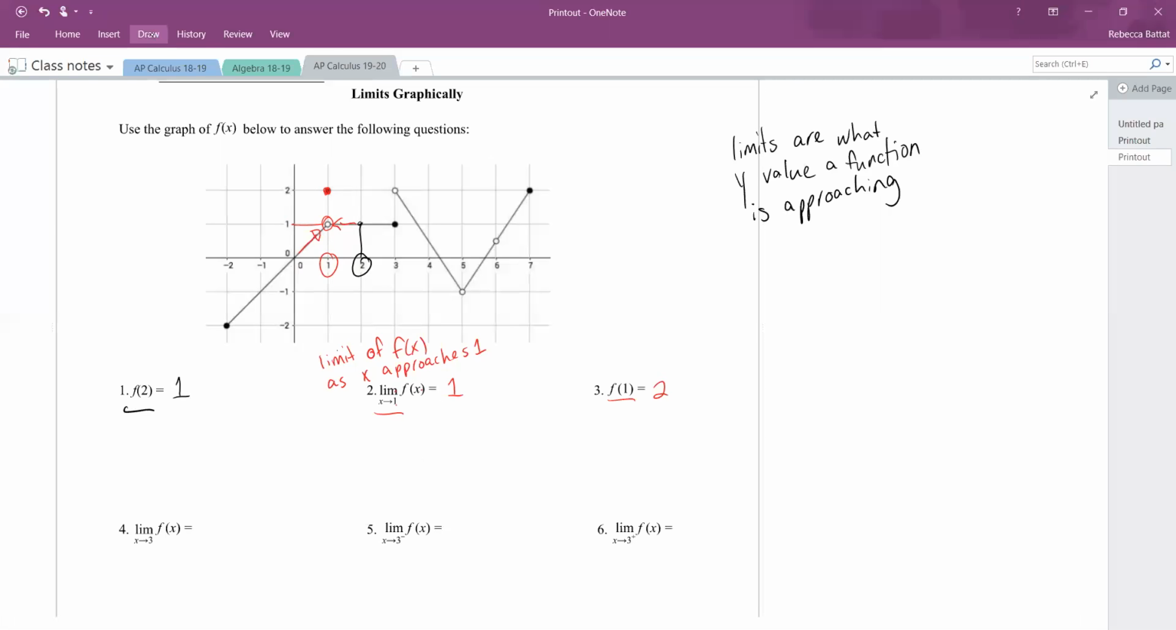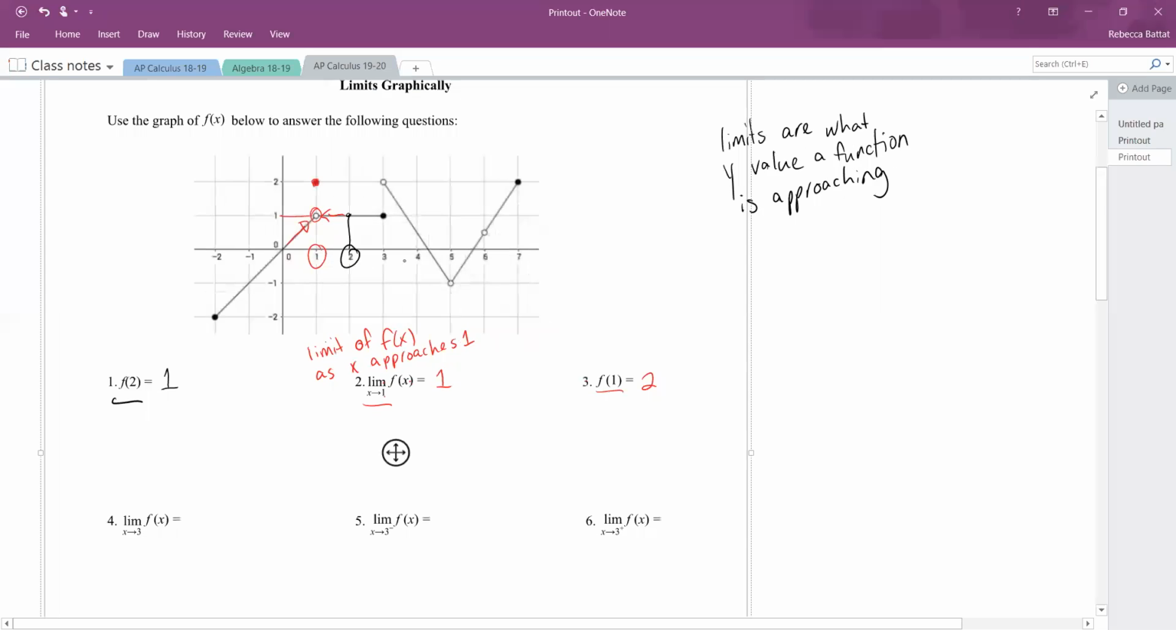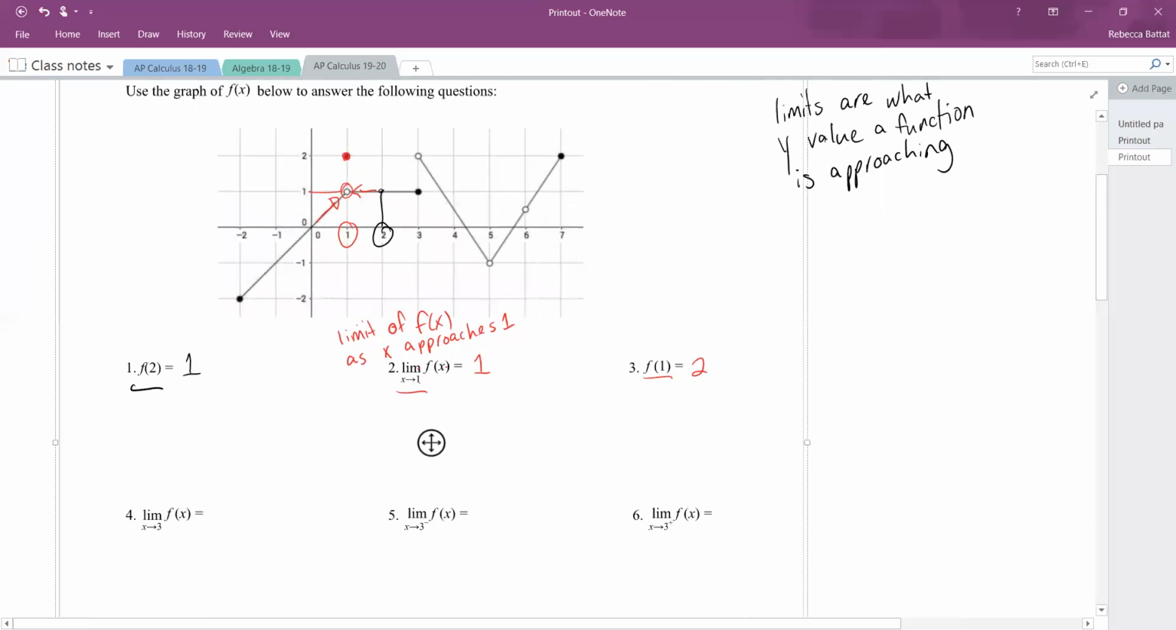Let's look at another case. Let's look at x equals 3. So x equals 3 is here. We want the limit of f of x as x approaches 3. So here's x equal to 3. What does it look like we're approaching? Well, if we're coming from the left, it looks like we're going to 1. But if we're going from the right, it looks like we're going to 2. In this case, when we have two different things it looks like we're coming to, we call that DNE, for does not exist.